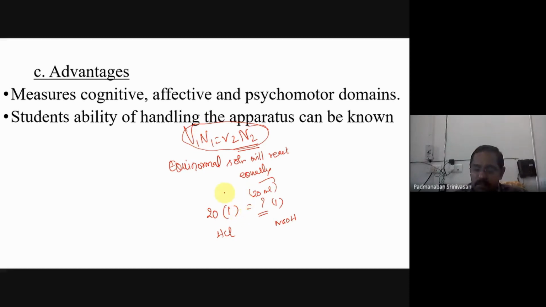Okay. So for every practical we have a theory. And the handling of apparatus will be known only by doing practical tests. Otherwise we may not be knowing. If everything is in theory, we may not be knowing.